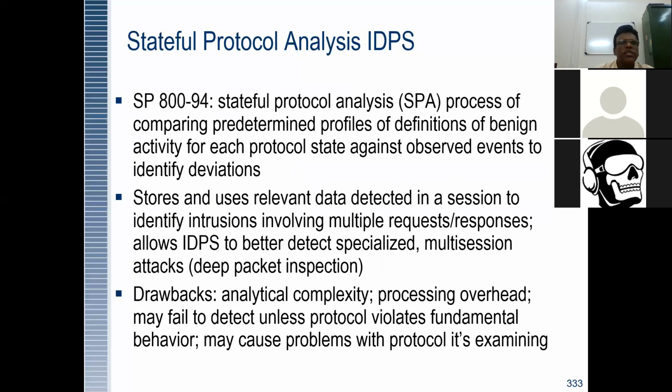And some of the important ones, like stateful protocol analysis, what we observe: statistical, similarly signature, host based to network based. In the same fashion, stateful protocol analysis, the SPA process, compares against a predetermined profile of definition of any variance, how the activity and each set of rules and procedures are available, observed even to identify the various types of deviations. And also it stores and uses relevant data for detection in a session which is going to be established, and also multiple requests and responses which are ready to come.